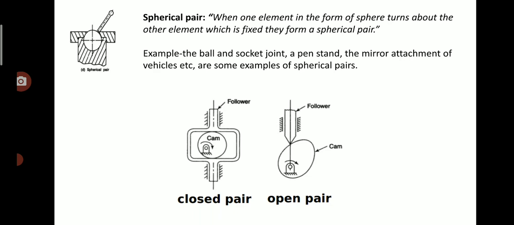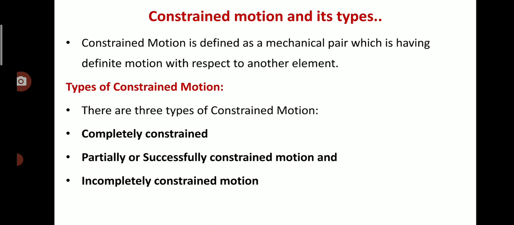Now let us turn towards understanding what is meant by constrained motion and what are its types. Constrained motion is defined as a mechanical pair having definite motion with respect to another element. So there is a definite motion. There are three types of constrained motion. Number one is completely constrained motion. Number two is partially or successfully constrained motion, and number three is incompletely constrained motion.